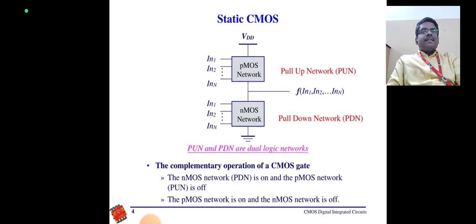Then how do we represent static CMOS? We already discussed what a CMOS circuit is. CMOS combines PMOS circuits and NMOS circuits. PMOS is a pull-up network and NMOS is a pull-down network. Both configurations are available in CMOS circuits.